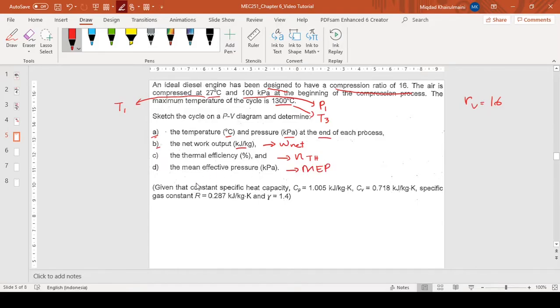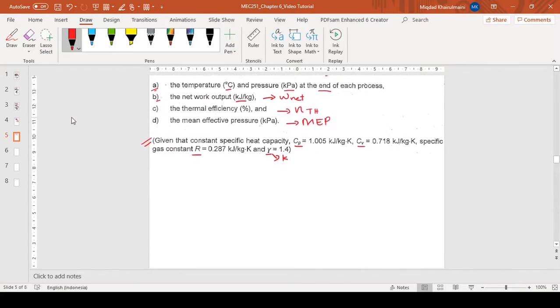Okay, so given in the question are the constants for the working fluid, the values for Cp, Cv, and the gas constant R, and also the specific heat ratio gamma or K. Okay, so let's begin to solve the question.